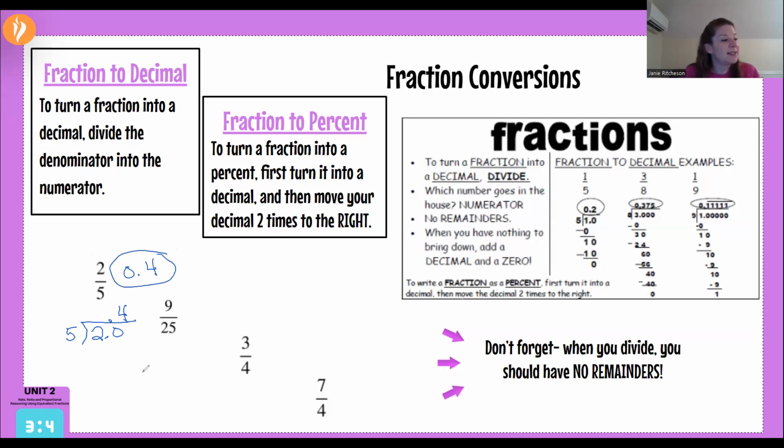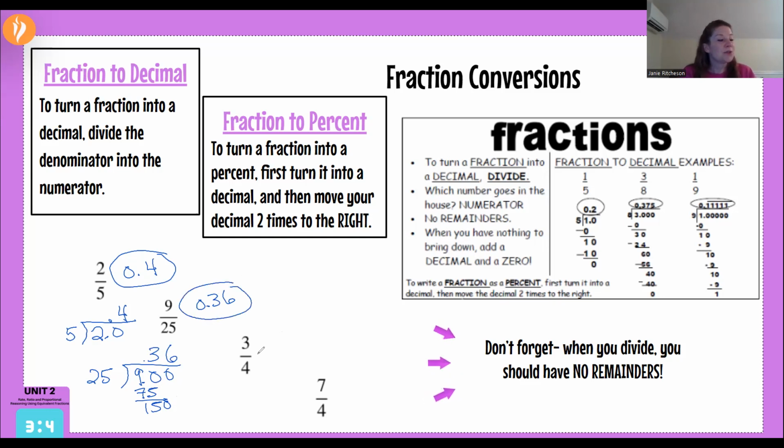So 9/25ths, top dog in the house, 9 divided by 25. 25 will go into 90. What would that be? 4, no. Times 4, that would be, oh my gosh, why is my mind not working? 3. 3 times 25 is 75. And then we get a remainder of 15. And then we're going to say 25 goes into 150 6 times, exactly 6 times with no remainder. So 9/25 is equal to 0.36.